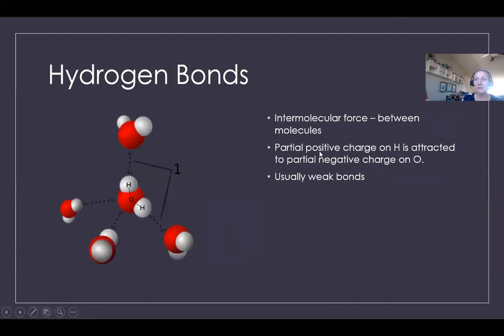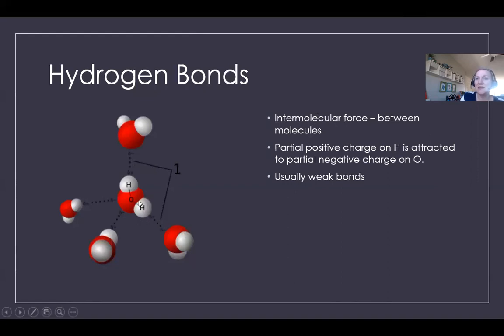There are a couple of questions about hydrogen bonds on the exam, so you want to know kind of the properties. These are intermolecular forces. Just like the internet is not within one place, I don't know how to explain this well, but I think you know what I'm talking about, I hope. This is between molecules. So these are the hydrogen bonds here between the water molecules.